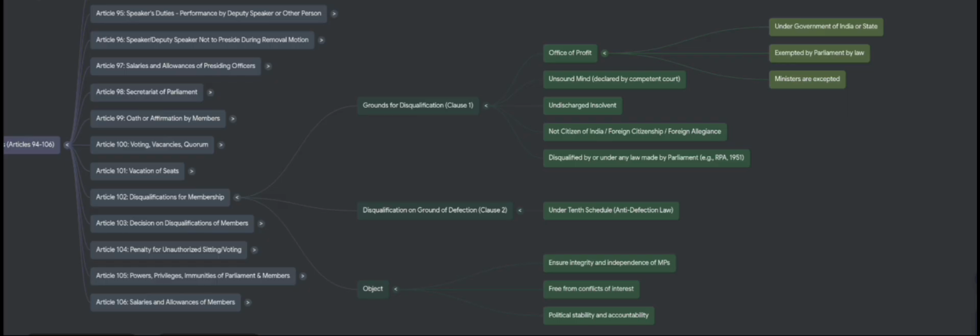Now, office of profit isn't explicitly defined in the Constitution itself, so courts have laid down tests looking at factors like who appoints the person, who can remove them, is there remuneration attached, what degree of control does the government exercise over the office.